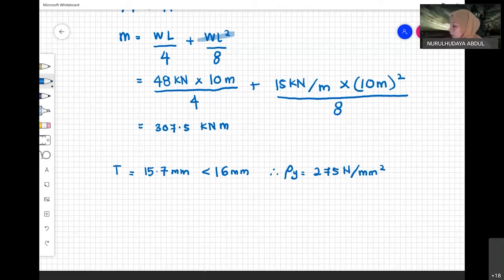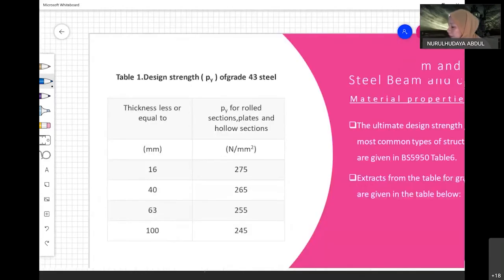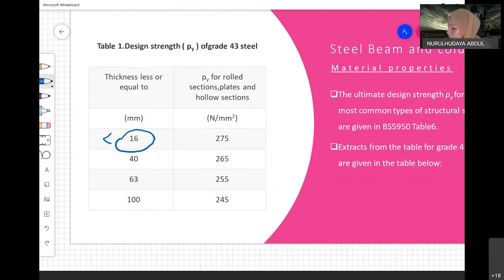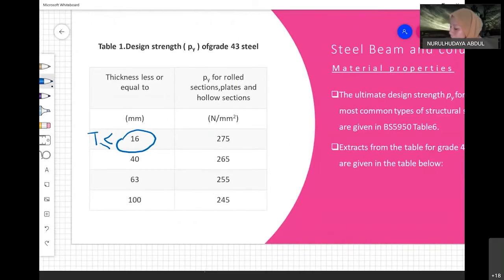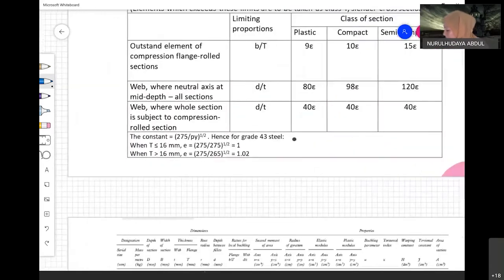Okay, where did I get this 16 mm? Refresh and look back at this table. If it is less than or equal to 16, PY is 275. If 17 up until 40, it becomes 265. If 41 up until 63, it becomes 255, and 64 up until 100, it becomes 245. But for our section here, T is actually less than 16 because it is 15 point, what was it?